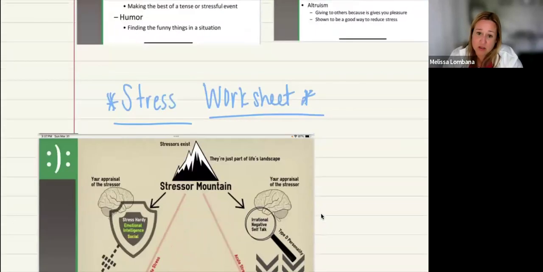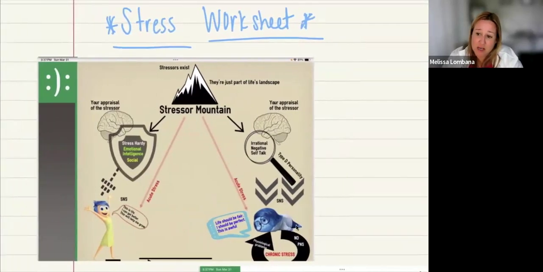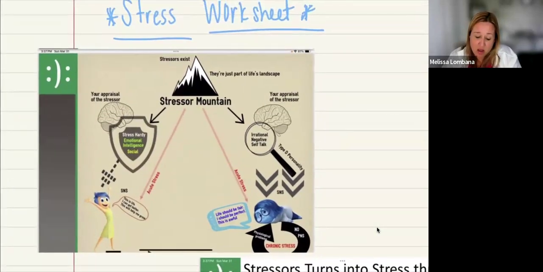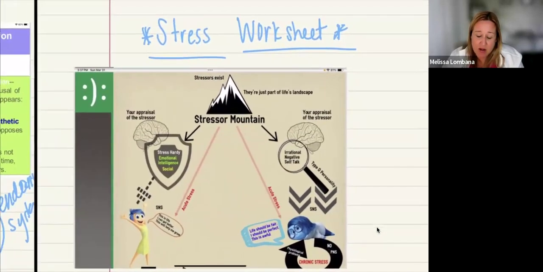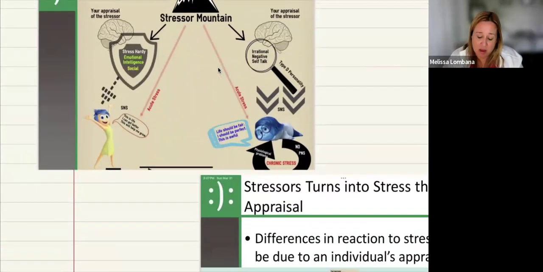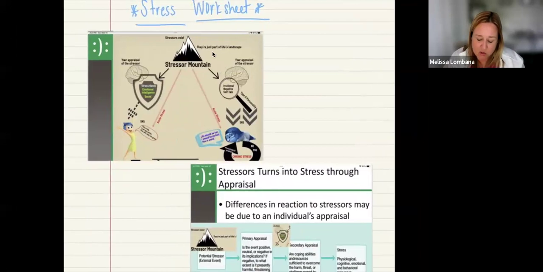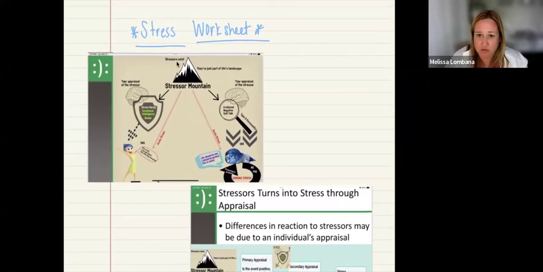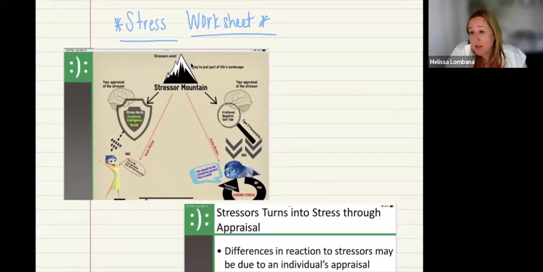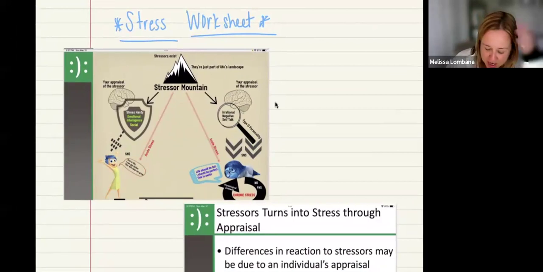I did want to continue on. This is a stress worksheet that I gave you, and I wanted to talk a little bit about what I want you to write on there, and what it all means. So basically, the stressor, which is the mountain at the top, is your external event. Write that here at the top. There's always going to be a stressor in the external world that stresses you out, right?